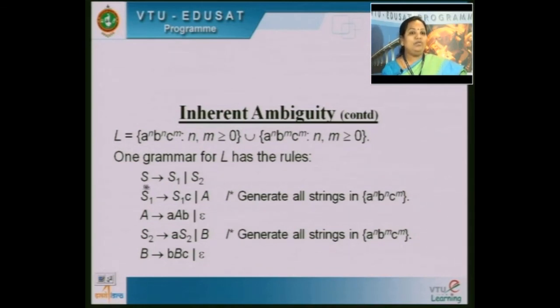So, what will we do? We will go for a new start symbol S, where the start symbol of L1 is S1 and the start symbol of L2 is S2. So, S tends to S1 or S2. So, the first rule itself, you see, leads to ambiguity. If I derive a string starting with S tends to S1, I get that string. The same string can be derived if I start from S tends to S2.